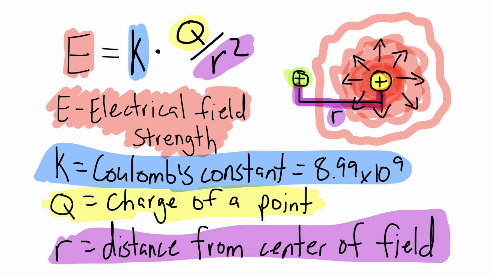We can find the magnitude of these points mathematically by using the equation E equals K times Q over R squared. E is the strength of the electric field, and it's measured in newtons per coulomb. K is Coulomb's constant, which is 8.99 times 10 to the 9th. Q is the absolute value of the point charge that emits the electric field, highlighted here in yellow. R is the distance highlighted in purple between the center of the field and the single charge the field acts upon.